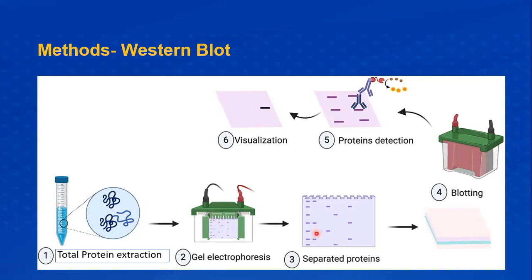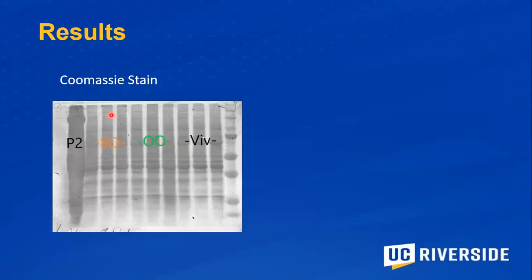We ran a gel, we separated proteins, we transferred, and then when we detected the protein on the blot, we probed it for different antibodies. So here we were probing for P1 and P2, which I'll discuss. And then afterwards, we developed it and visualized it. Next, what we can see here is the Coomassie stain.